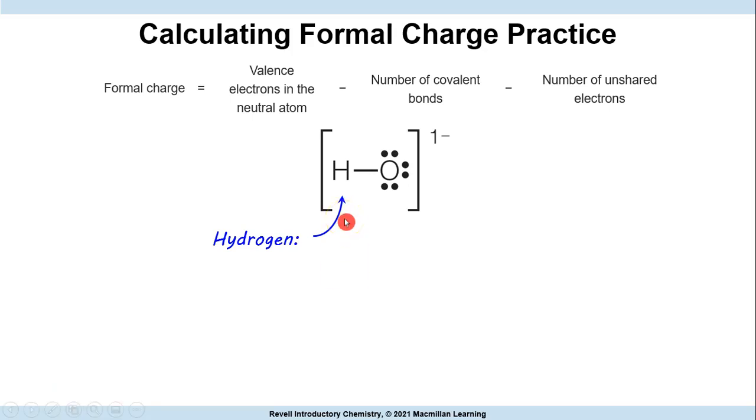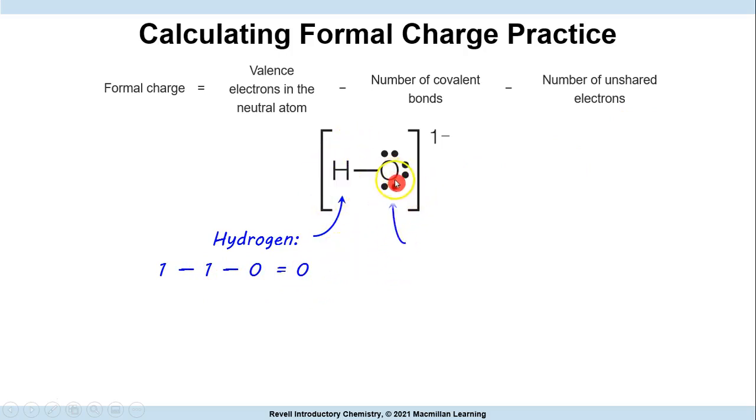So in this hydroxide ion, the number of bonds for hydrogen is 1. So we are going to have 1, because hydrogen has just one valence electron. So the number of valence electrons is 1, minus the number of covalent bonds, 1, minus the number of unshared electrons. Hydrogen has no unshared electrons, so minus 0. That gives us 1 minus 1 minus 0, which is equal to 0. So hydrogen has no charge.